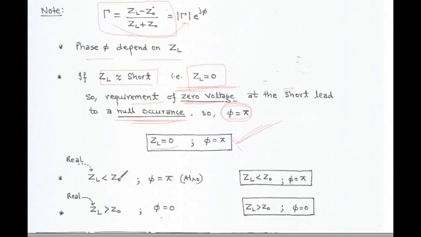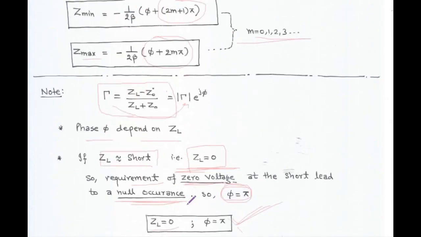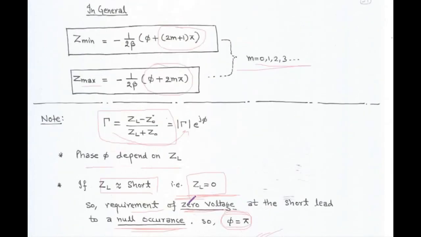When the load impedance is less than the characteristic impedance, the phase is pi, that is a 180 degree phase shift, and in this case the standing wave is recognized. And when the load impedance is greater than the characteristic impedance, the phase shift is 0, and in this case there is no standing wave. So this is about the voltage standing wave ratio, which is used to determine the transmission line characteristics when there is a problem in determining Z0 and ZL.